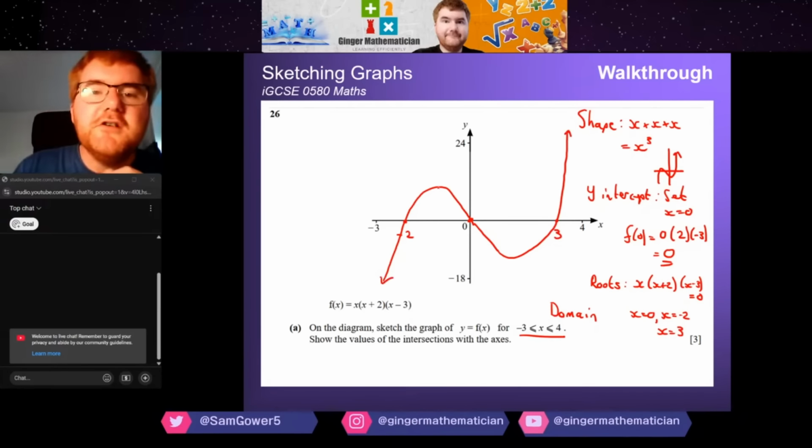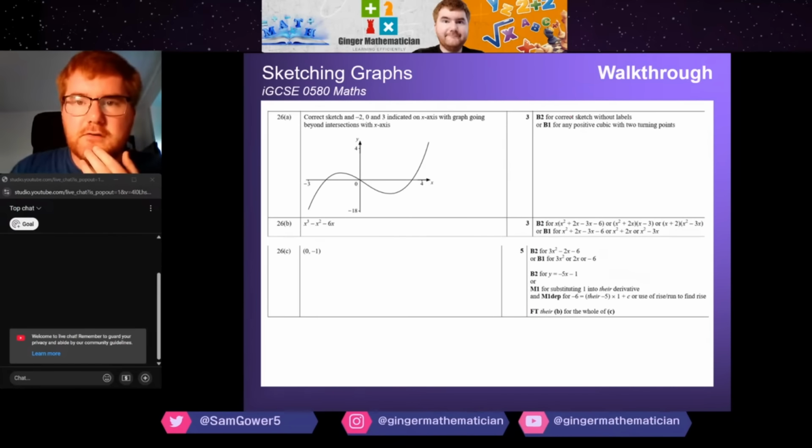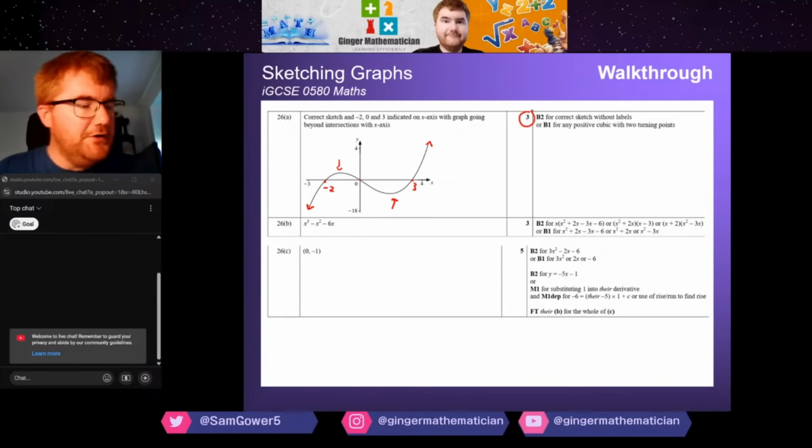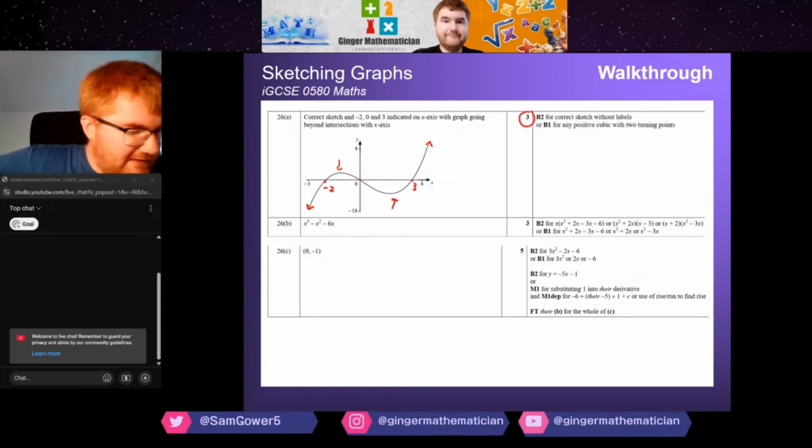If you look at the mark scheme here, you'll see correct sketch without any labels. So the shape of the graph, we've got minus 2, 0, and 3 indicated. So here, here, and here. If you have the general shape of the graph, it goes through 0, 0. There's a maximum here, a minimum here, and again, just continues in both directions. So that's where we pick up the 3 marks here, using what we've talked about in this video.